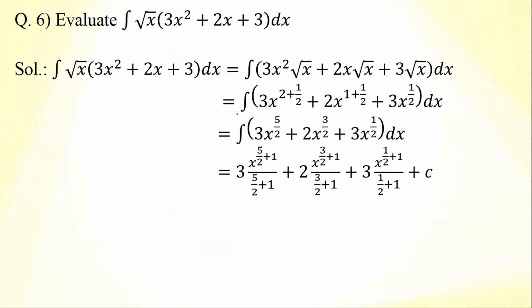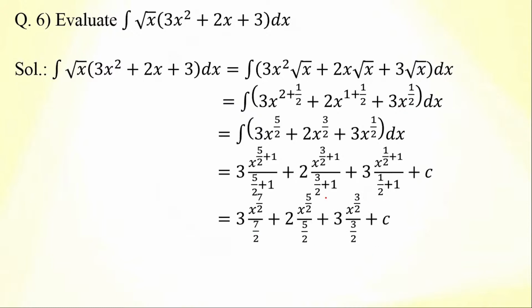Let's integrate them. 3 is a constant, written as it is. X to the power 5 by 2 plus 1 divided by 5 by 2 plus 1, plus 2 into x to the power 3 by 2 plus 1 divided by 3 by 2 plus 1, plus 3 into x to the power 1 by 2 plus 1 divided by 1 by 2 plus 1, plus constant of integration. You have to write constant of integration in the same step when you have integrated all the terms.